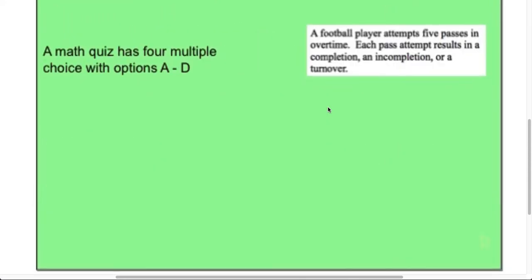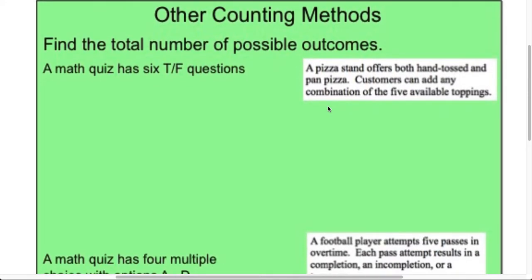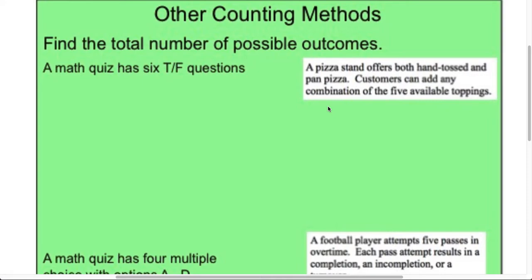Some variations of the fundamental counting principle, and this is where those, again, I call them pictures, but you're not necessarily drawing, you're using those lines. It says a math quiz has 6 true and false questions. So how many different possibilities are there to answer those 6 questions? Well, you have 6 questions, so I'm going to draw 6 lines. And in each question, you have 2 possibilities.